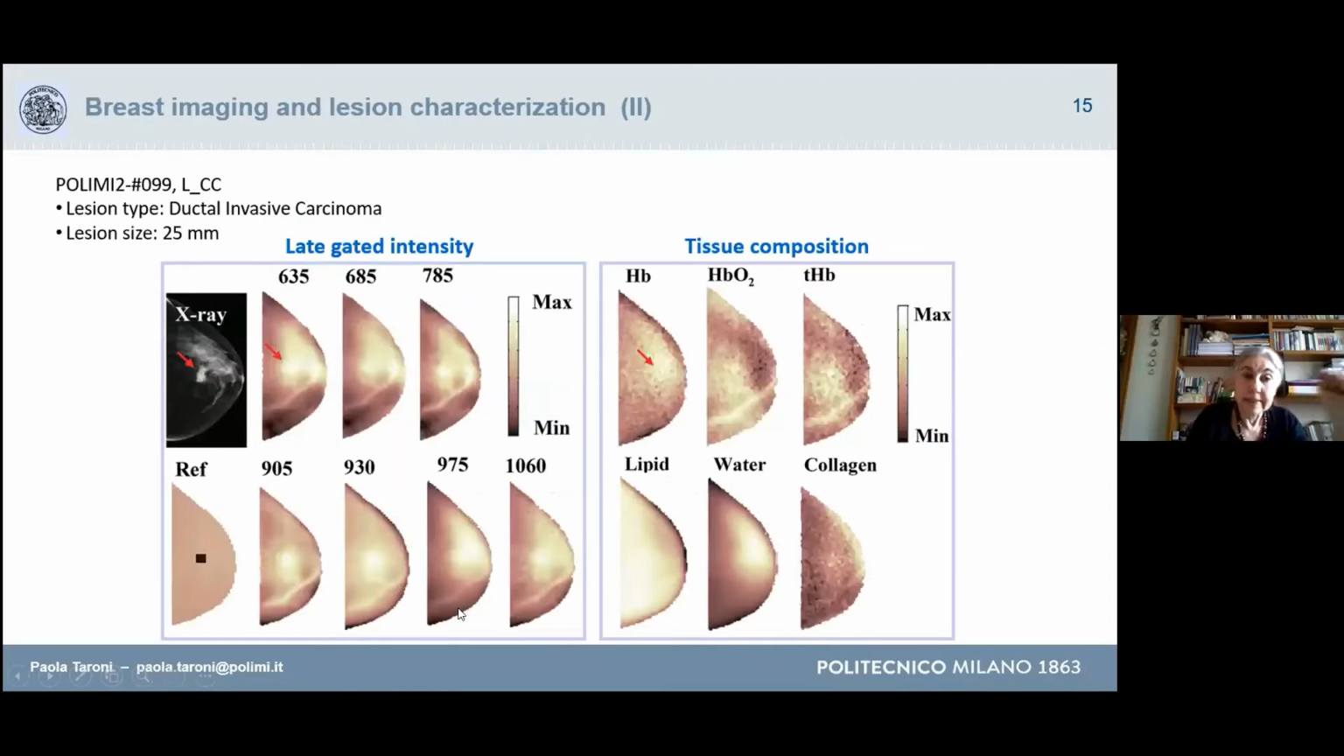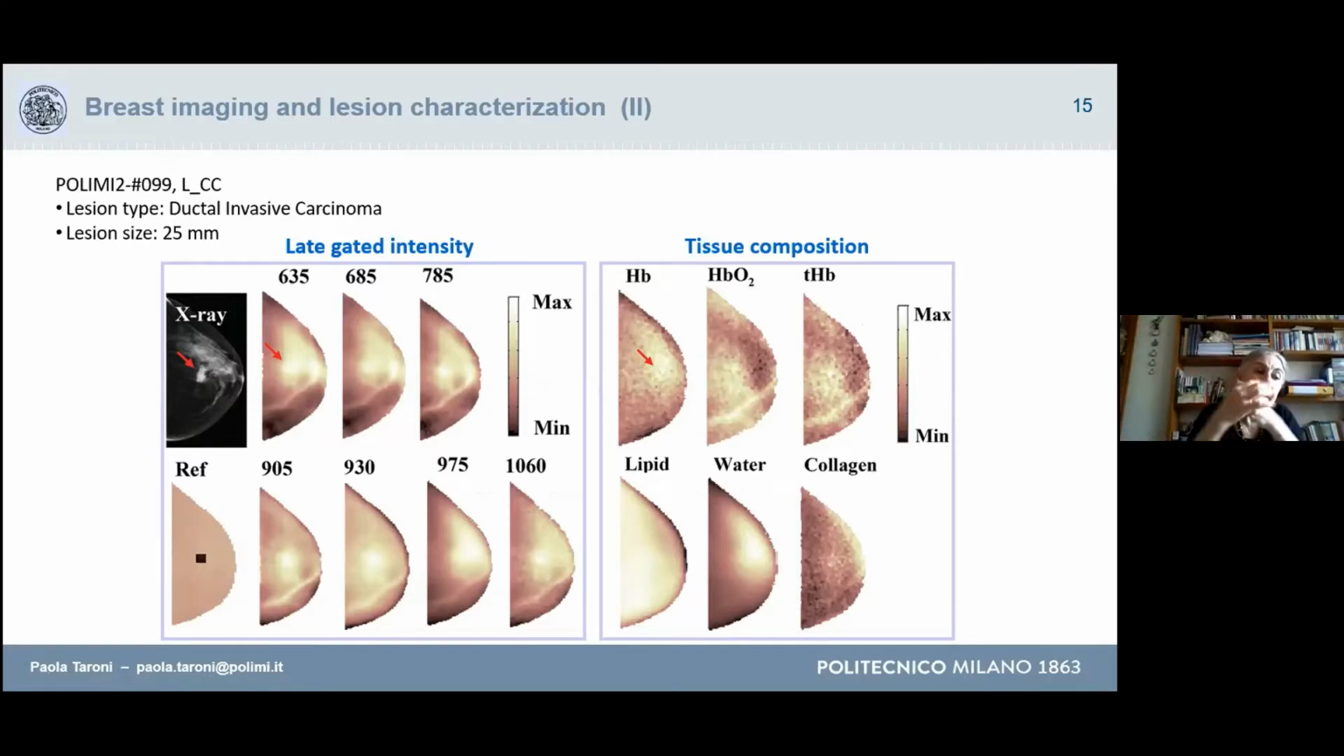Let us now consider the second application, the second aim of the study, that was the optical characterization of breast lesion to discriminate between benign and malignant. On the left, you see examples of time-gated intensity images collected at different wavelengths, detecting only photons within a selected time window on the tail of the transmitted pulses.